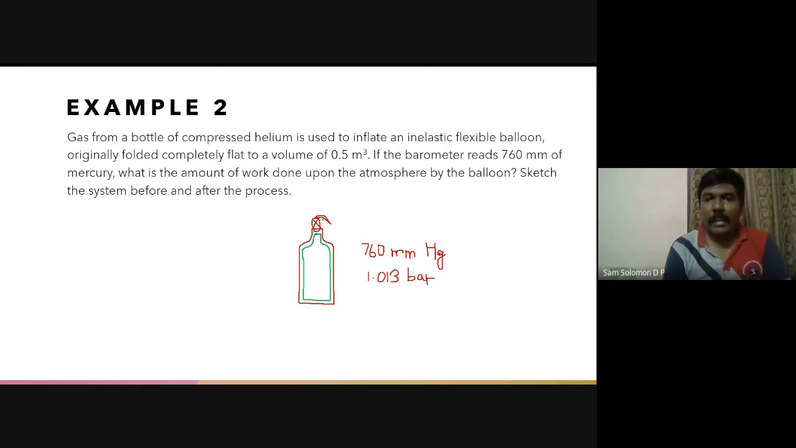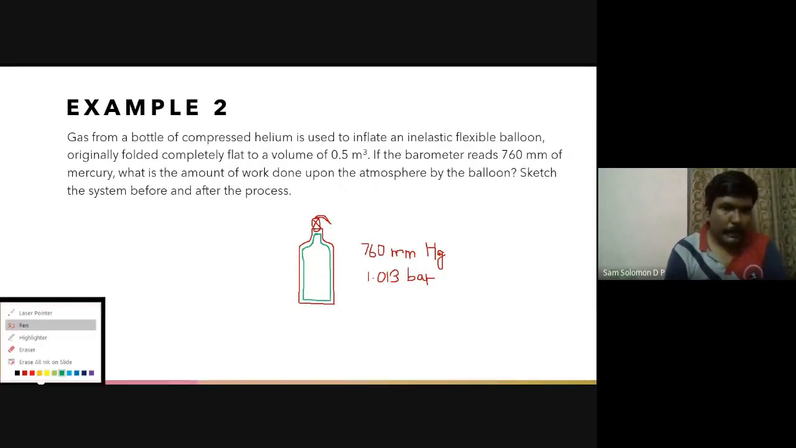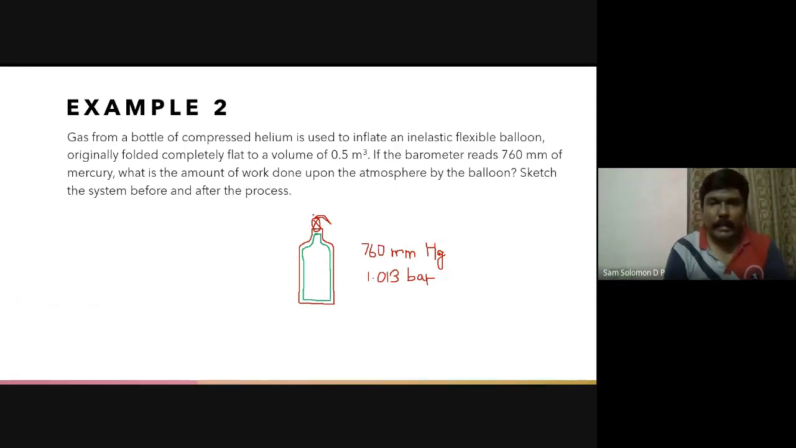Now when you inflate the balloon, you have to open the valve. When the valve is opened, your balloon gets inflated. It is no longer flat, your balloon becomes something like this. When it becomes inflated, the maximum volume of the balloon is 0.5 meter cube. Now this is the process.